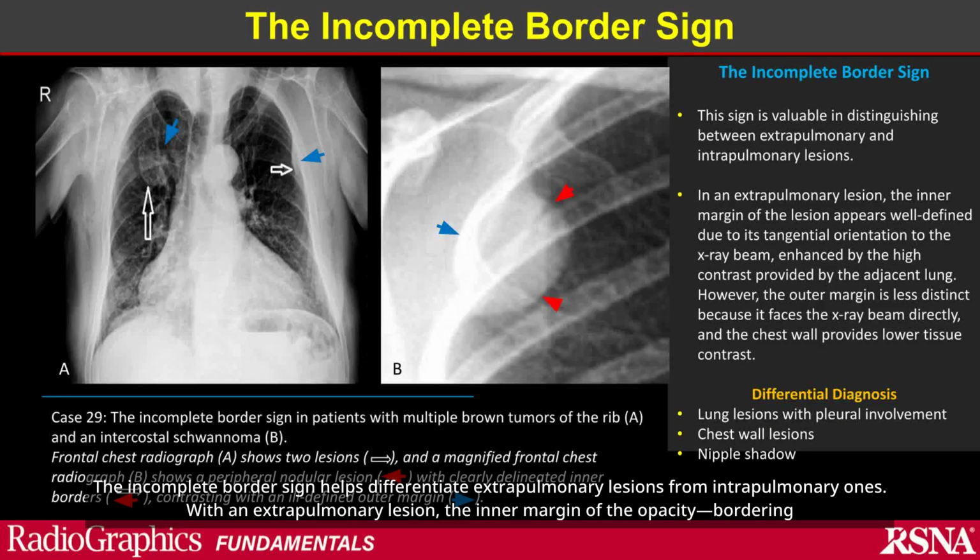The incomplete border sign helps differentiate extrapulmonary lesions from intrapulmonary ones. With an extrapulmonary lesion, the inner margin of the opacity, bordering lung, appears sharp and well-defined due to the contrast with adjacent aerated lung. But the outer margin, adjacent to chest wall, appears indistinct because of limited contrast. Intrapulmonary lesions, by contrast, usually show sharp margins all around. Common examples producing the incomplete border sign include rib tumors, intercostal schwannomas, or nipple shadows mistaken for nodules.